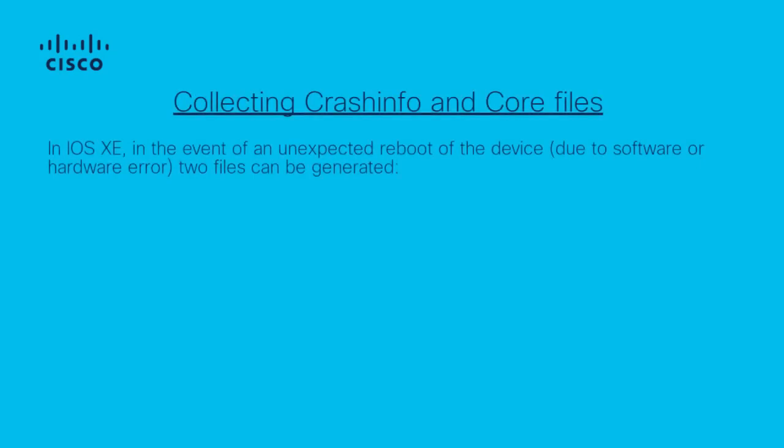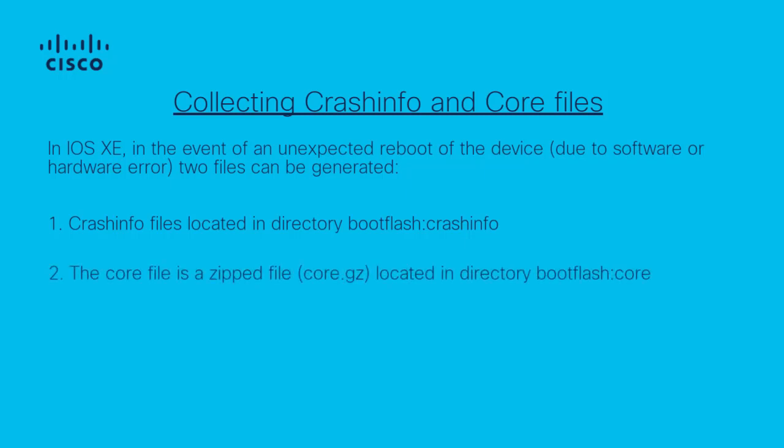Finally, in IOS XE, in the event of an unexpected reboot of the device due to a software or hardware error, two potential files can be generated: the crashinfo file located in the directory bootflash:crashinfo, and the core.gz file, which is a zipped core file located in the directory bootflash:core.